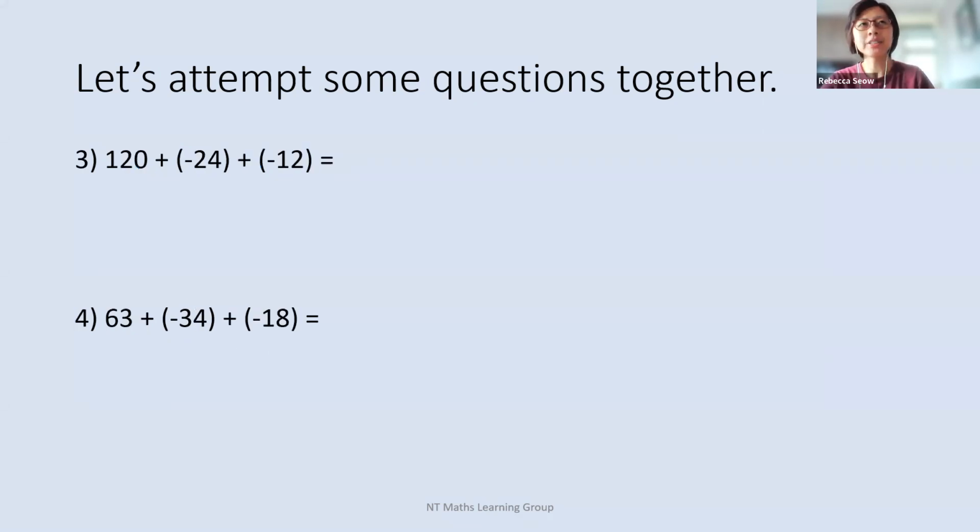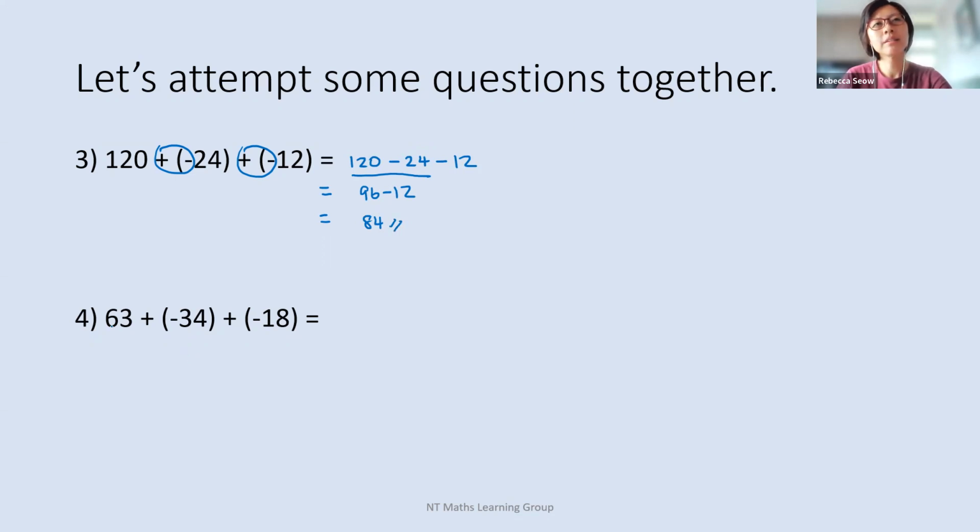Now, third question, 120, take away a negative number, and take away another negative number. So what happens? We have to take away 2 numbers, right? So 120, take away 24, take away 12. Now, we see two signs here. So let's go left to right. So 120, take away 24, you get 96, minus 12, and that's 84.